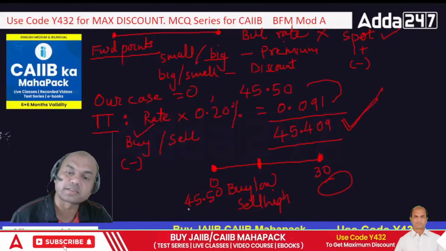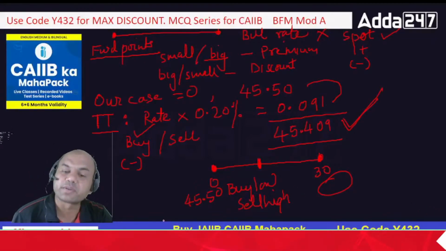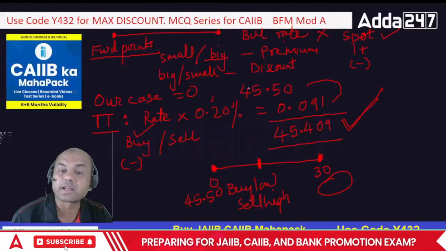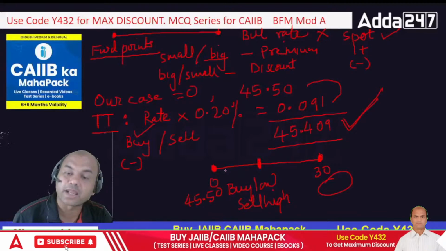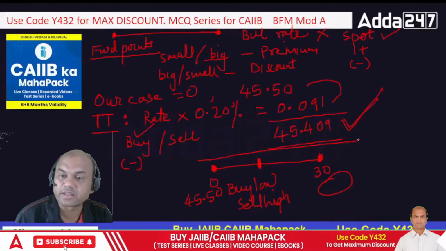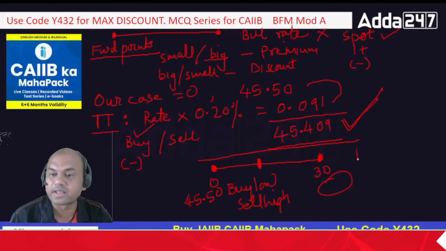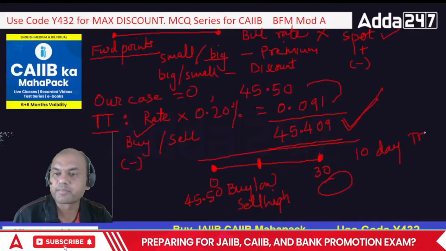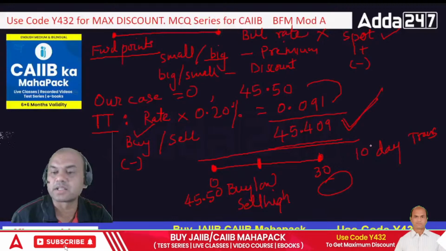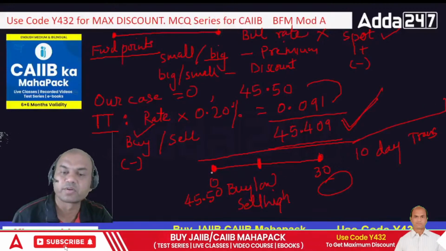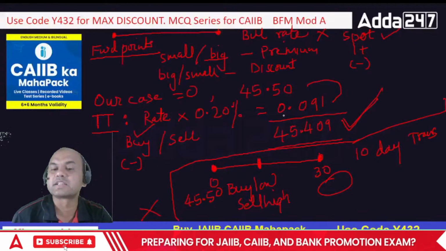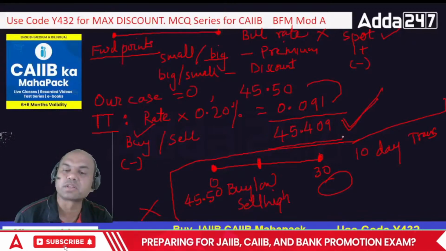And this rate I'll compare it. And whichever is lower, I'll use the rate over here. After that I'll be using the TT margin. But that is when there is a transit period of 10 days. Transit, okay. But now in our case nothing is there. So that's why we'll cancel all this part, and our final rate is this much, 45.409.